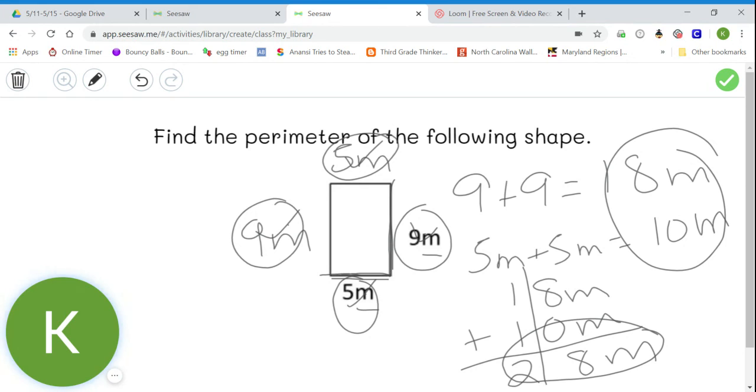In your practice problems today, you'll find the perimeter of quadrilaterals as well as other shapes. When you're looking for the perimeter, take your time. Make sure you've added every number that you're given for the side lengths.